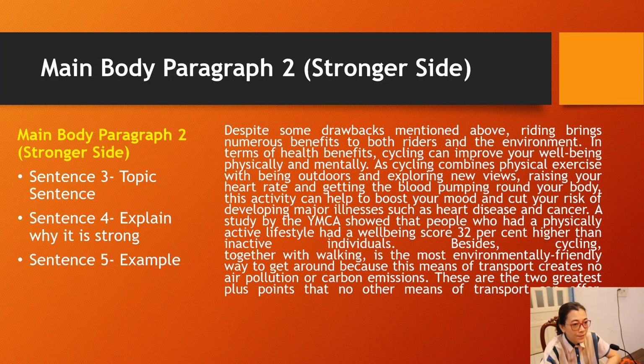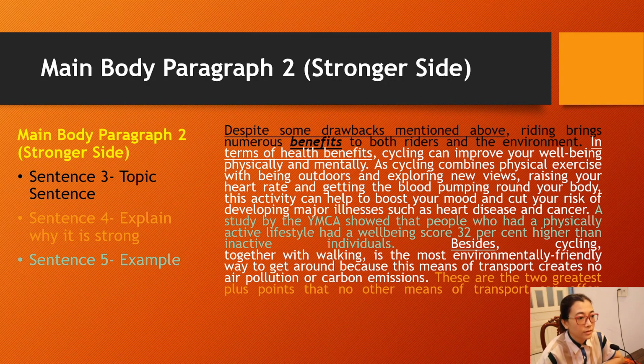So, can you find a topic sentence? Can you find the example and the sentence in which I explain what is strong? And can you find the connectors that I use to create coherence for my paragraph? So let's see. For the topic sentence, I have used the first sentence and I have changed the word advantages into benefits to avoid repeating words. And I also have used despite some drawbacks mentioned above to connect this paragraph with the first paragraph.